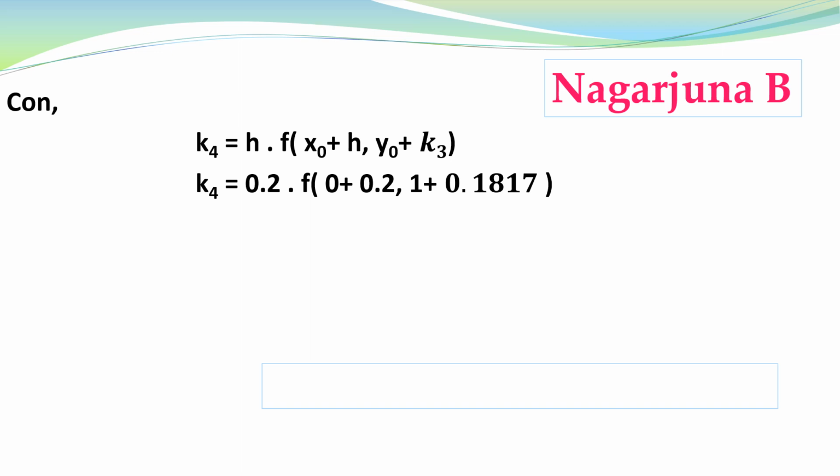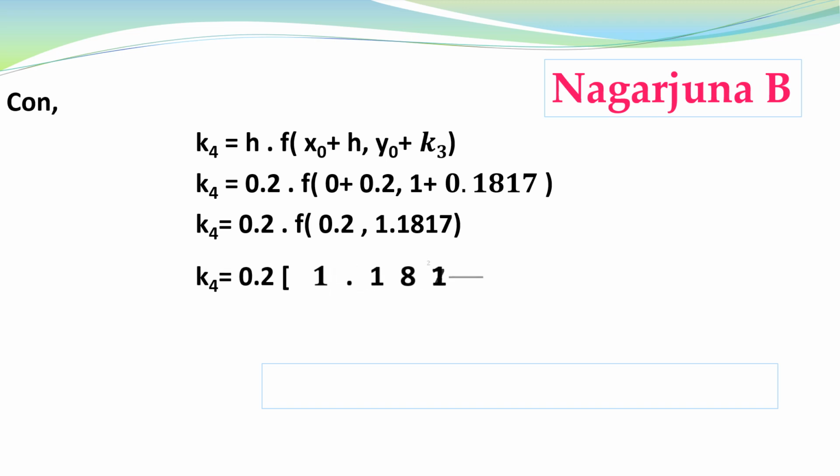Therefore, we can write k4 equal to 0.2 into f of 0.2 comma 1.1817 and f of x comma y is y minus 2x divided by y. So here x is 0.2 and y is 1.1817. According to that, we can write k4 equal to 0.2 within the square bracket 1.1817 minus 2 into 0.2 divided by 1.1817, close the square bracket.